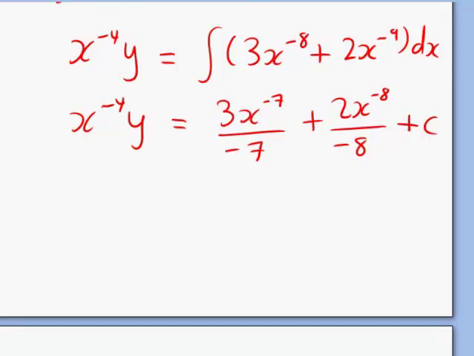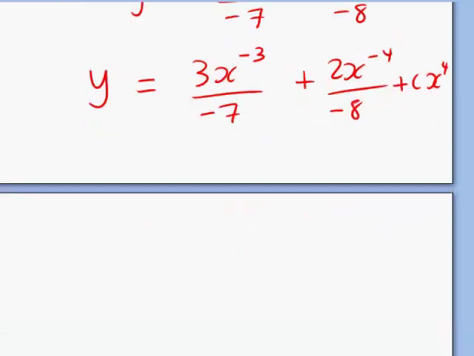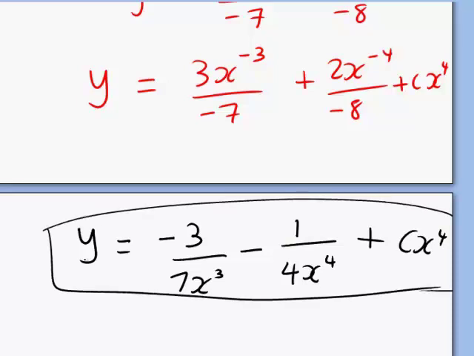And now we're almost finished because we want to find y, so we can divide both sides by x to the minus 4 to get y, which you'll notice is actually dividing both sides by our integrating factor. Division by x to the minus 4 is the same as multiplication by x to the 4, and we end up with y equals 3x to the minus 3 divided by minus 7 plus 2x to the minus 4 divided by minus 8 plus cx to the 4. We can tidy that up a bit to finally get our solution as y equals minus 3 divided by 7x cubed minus 1 divided by 4x to the power of 4 plus cx to the 4. And that then is the general solution of this first order linear DE.